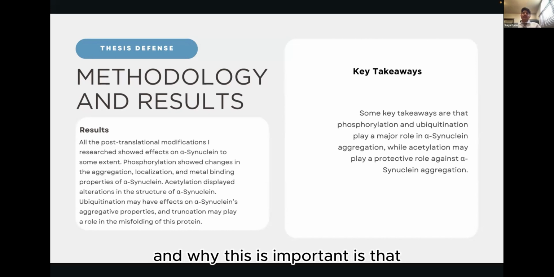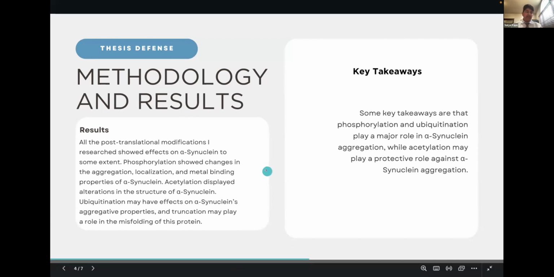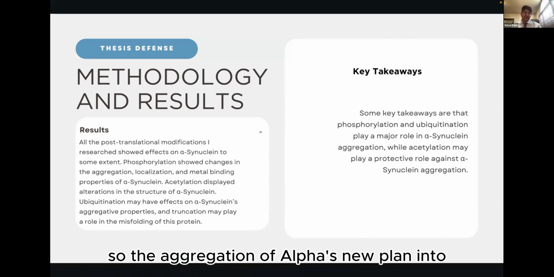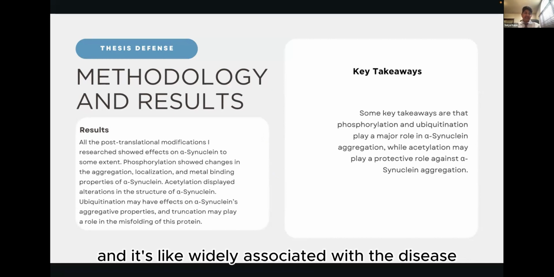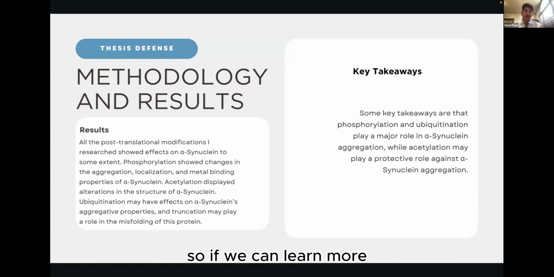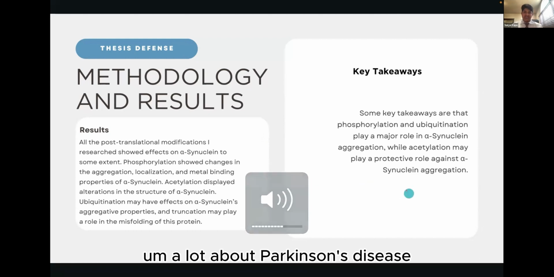And why this is important is that the aggregation of alpha-synuclein into Lewy bodies is a hallmark of Parkinson's disease. It's one of the main features of it, and it's widely associated with the disease. So if we can learn more about how alpha-synuclein aggregates, we can learn a lot about Parkinson's disease.